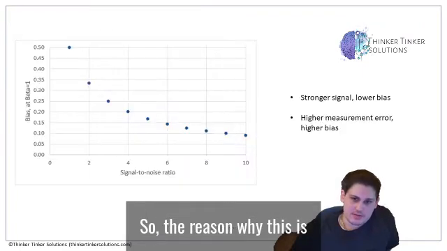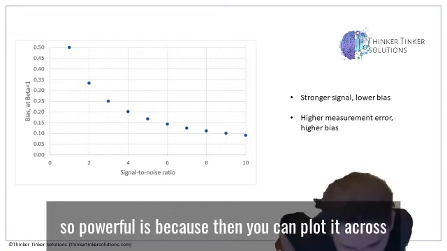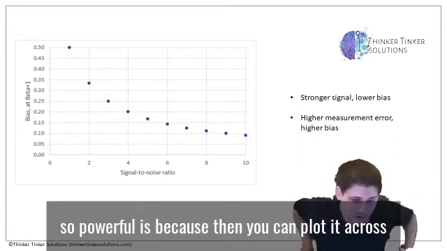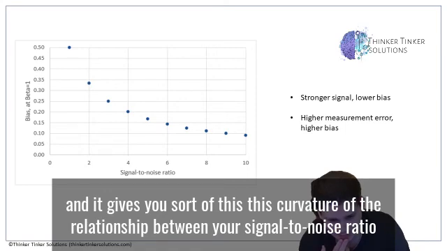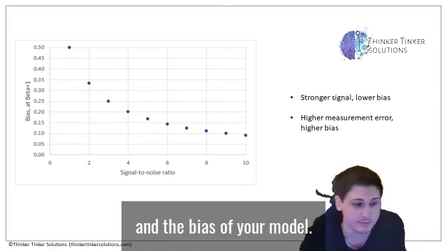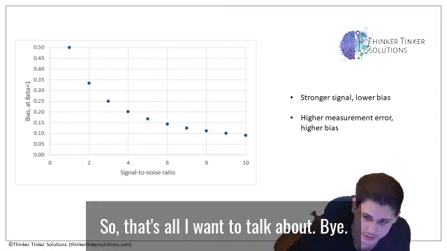So the reason why this is so powerful is because then you can plot it across, and it gives you this curvature of the relationship between your signal to noise ratio and the bias of your model. So that's all I wanted to talk about.